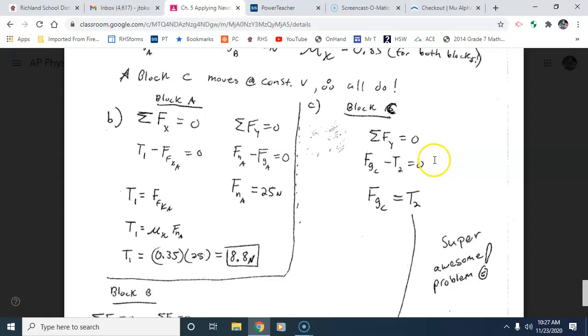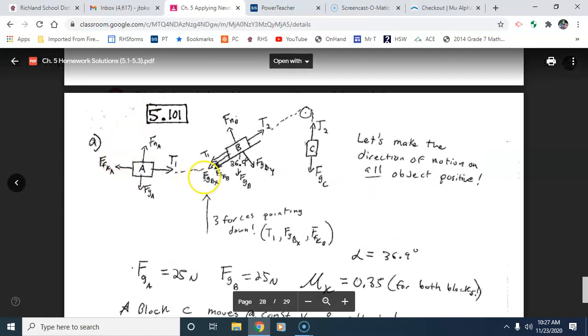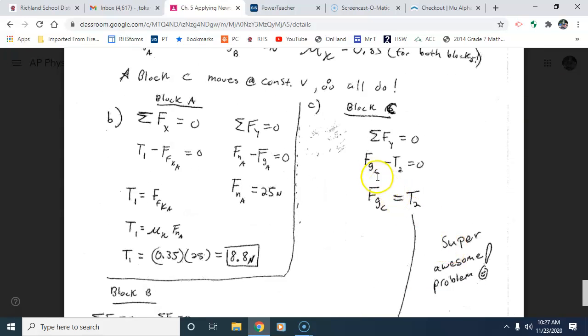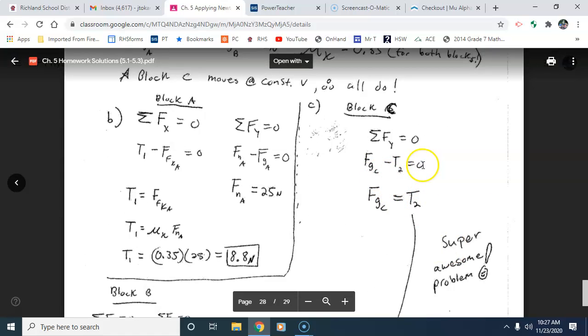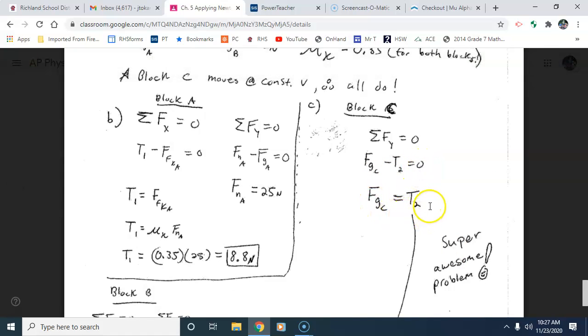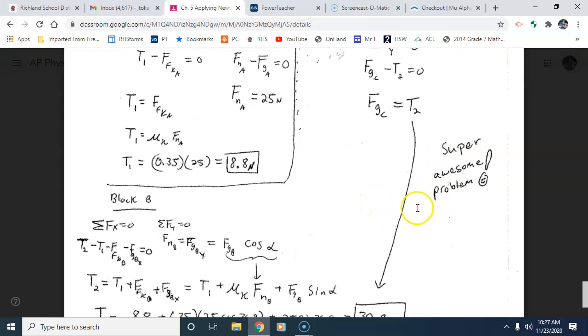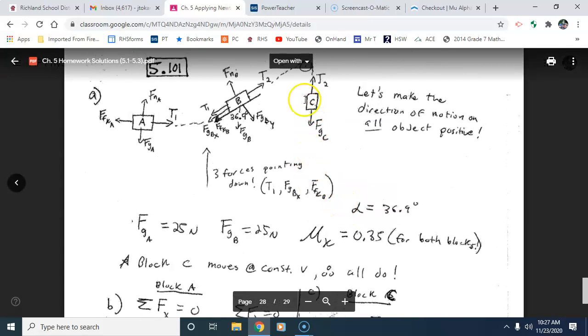If we go directly to block C, the only two forces on it, don't forget about the redirection of everything, that makes down positive, since we're calling to the right positive all along here. So that's going to be the weight of block C minus tension 2, equal to 0 because of constant velocity. Flip that over. That means the weight of block C must equal tension 2. And that's what we're looking for. But we don't know what tension 2 is. So tension 2 connects it with block B, so there must be something going on with that.